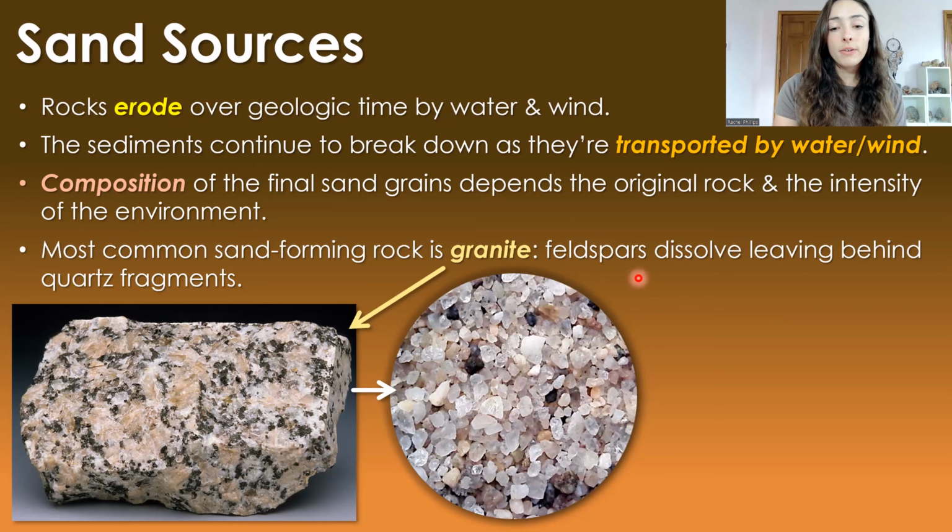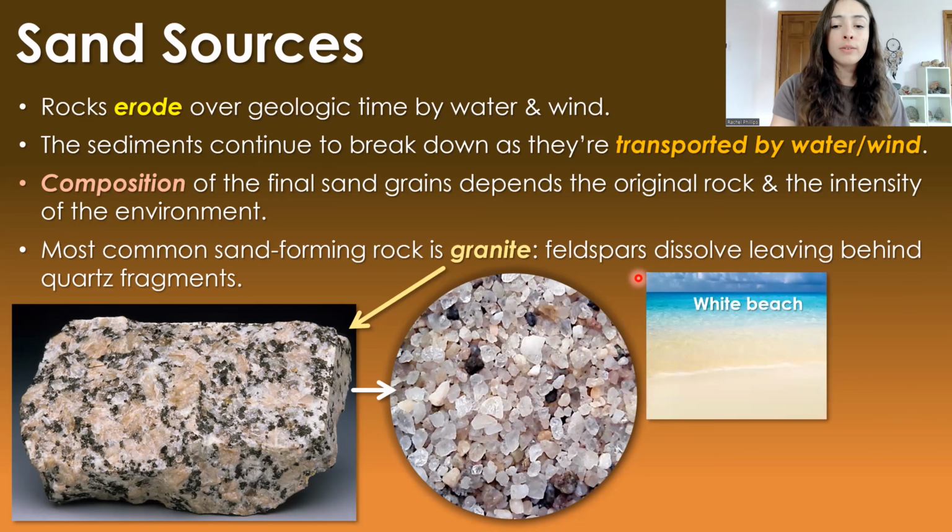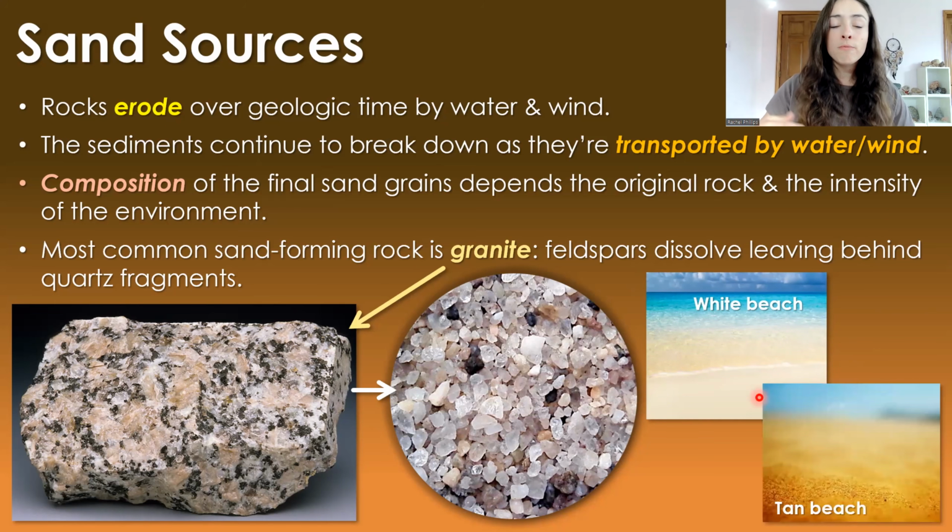And the feldspars typically dissolve, leaving behind just the quartz fragments, but you can have more feldspar-rich sand depending on the intensity of the environment. And when you have a really quartz-dominated sand or beach environment, it's very white. And when you have more of the darker feldspar and lithic grains, that's what the darker grains are called, then you have a tanner beach, which we've all seen, the range in beach color.